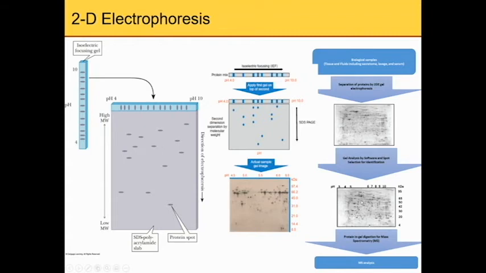Once you have the result, you can cut the protein at a specific location and then perform mass spec to analyze the protein, okay? So this is two-dimensional gel electrophoresis. Any questions?